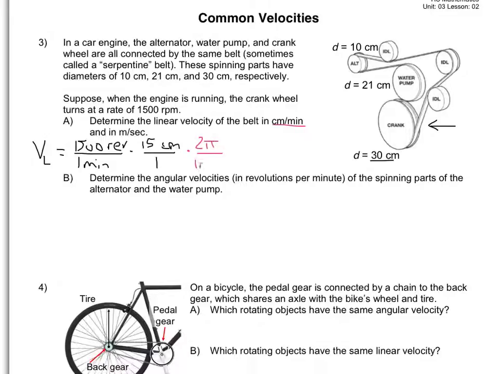Radians is 1 revolution. The revolutions cancel, and so as far as A is for the first part, the centimeters per minute, we are looking at 1500 times 2 times 15, which is 45,000 pi centimeters per minute.